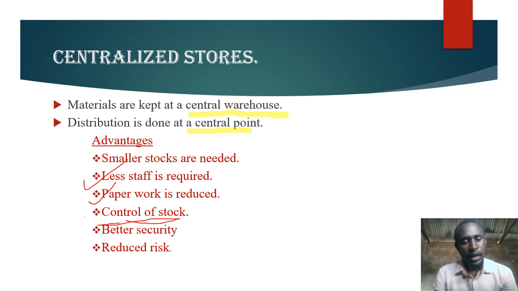Control of stock levels is very easy and simple when you have a centralized store. We have better security, as better security measures can be introduced. Lastly, with centralized stores there is less risk of duplication of items of stock. Remember, you have a clear vision of how your stock is moving when you are operating under a centralized store system. Maybe if you need the disadvantages, let me know.